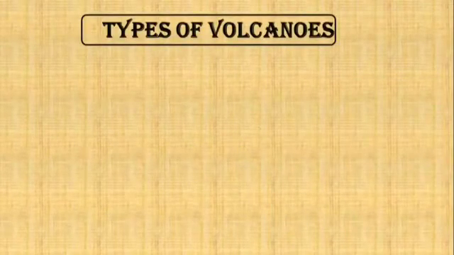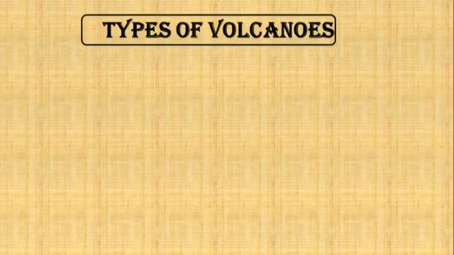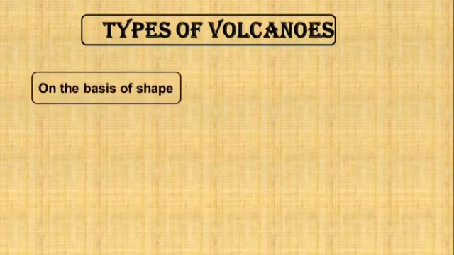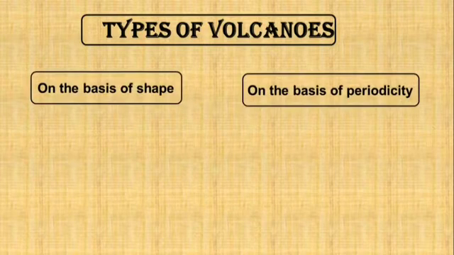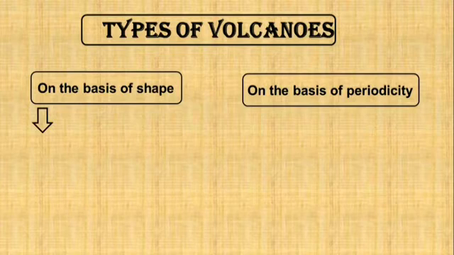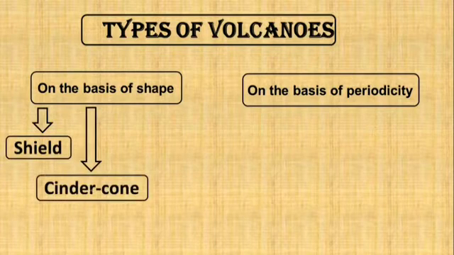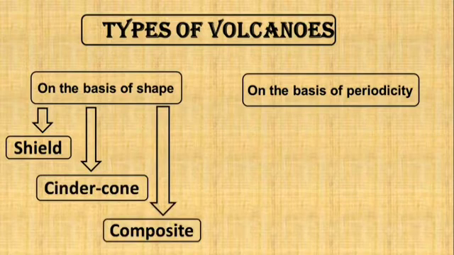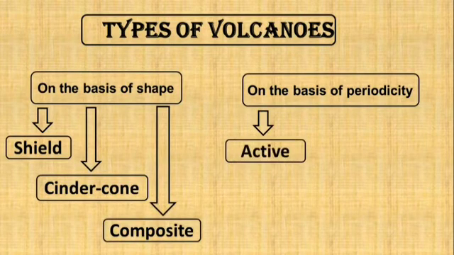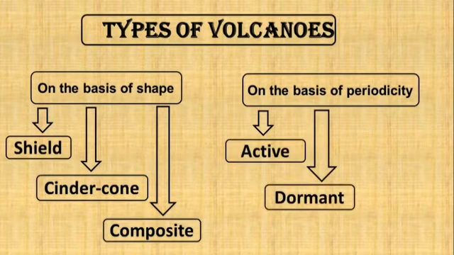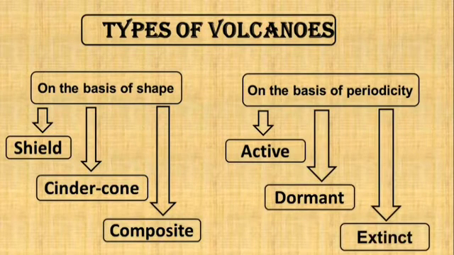Now, let's see about the types of volcanoes. The volcanoes are classified on the basis of two criteria: on the basis of shape and on the basis of periodicity. On the basis of shape, we have shield volcano, cinder cone volcano and composite volcano. And on the basis of periodicity, we have active volcano, dormant volcano and extinct volcano.